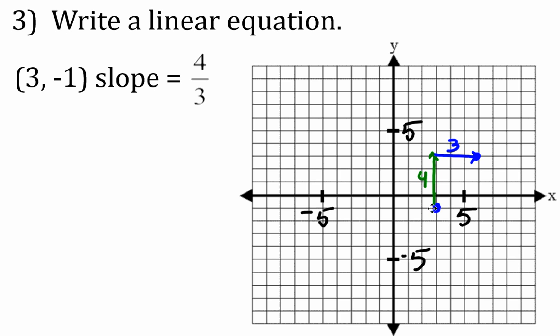We can then go back to the point that we started with at (3, -1) and reverse the slope to get more points on the other side of our graph. So we can go down 4 and to the left 3. Once we have a good set of points generated, we can connect them to form our line.